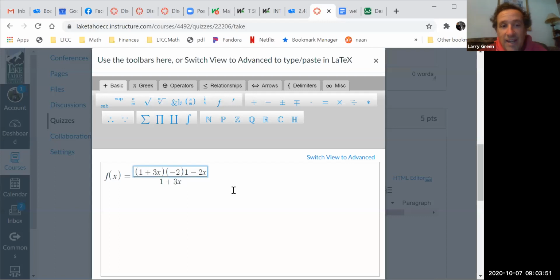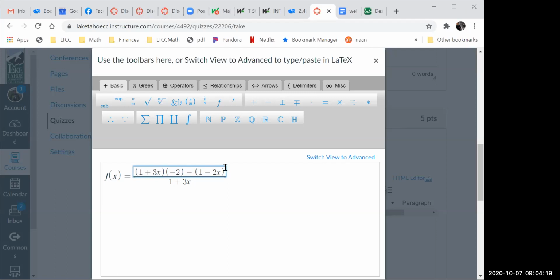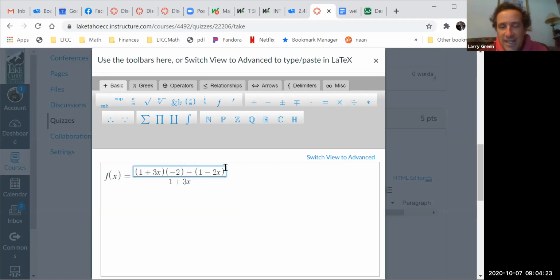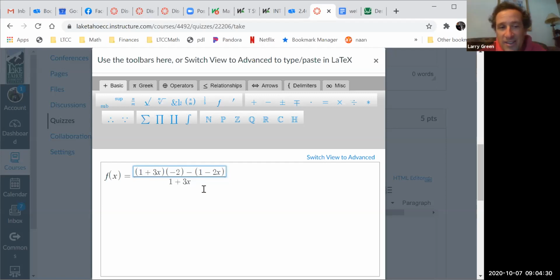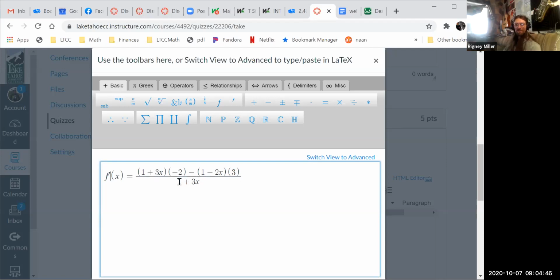And then, what's the next word in the poem? Minus. And then? High. So that's the 1 minus 2x. And then what's the next word in the poem? D low. Simpler, fewer words. Just d low. So what is the derivative of 1 plus 3x? 3. And then how does the poem end? Square the bottom, and away you go. So I need to square the bottom.